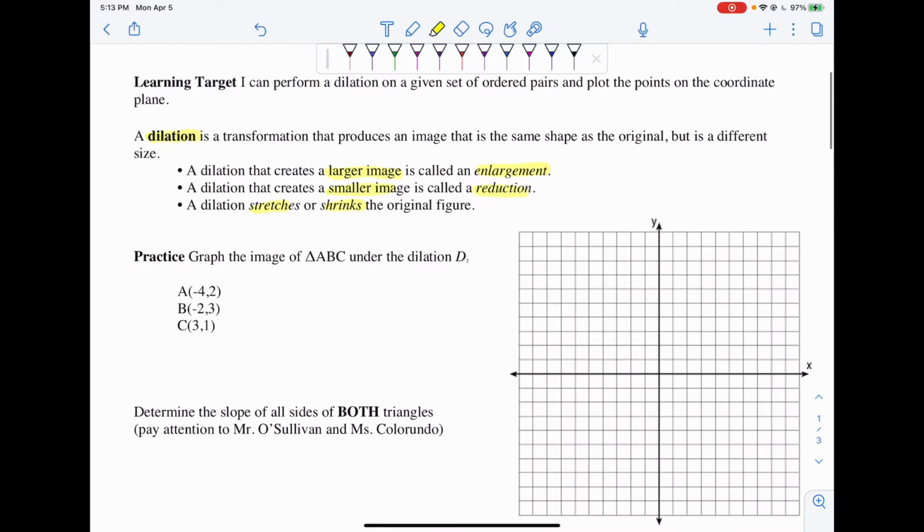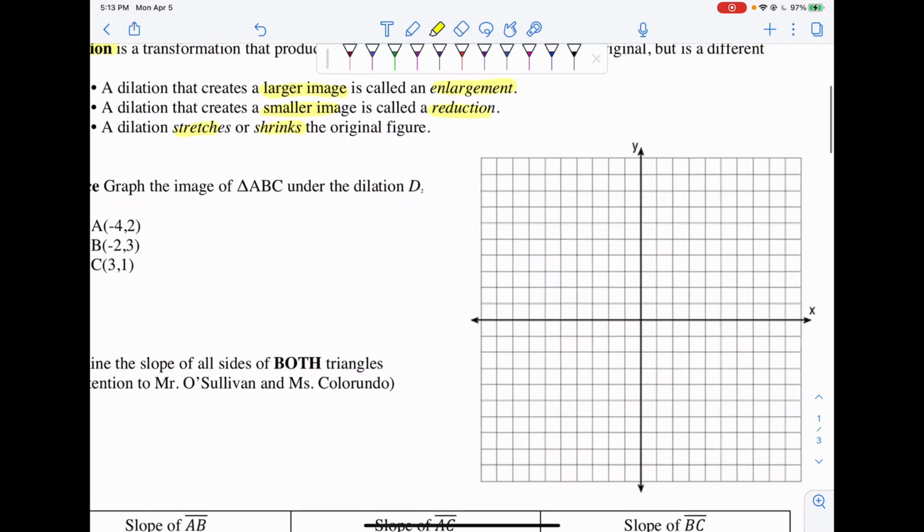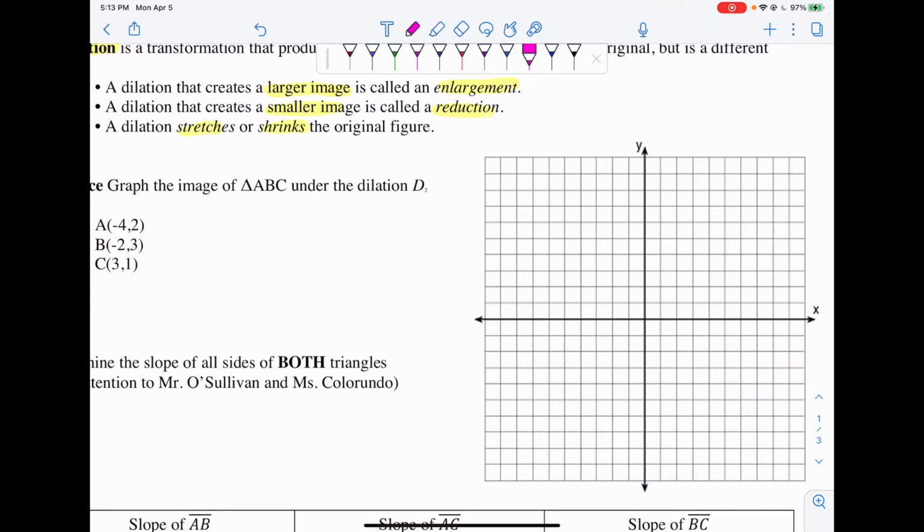Okay. Practice. Graph the image of triangle ABC under the dilation D of 2 sub 2. So what we're going to do is we're going to actually plot those points right here. So we're going to plot A at -4, 2. So I'm going to go out 4, up 2. So 1, 2, 3, 4, 1, 2. I'm going to plot the point B at -2, 3. So 1, 2, 1, 2, 3. And I'm going to plot C at 3, 1. So go out 3, 1, 2, 3, up 1. So C's right here. And now I'm going to connect those points like so.